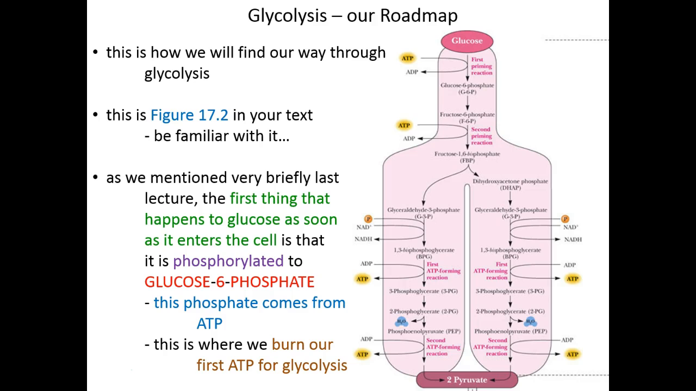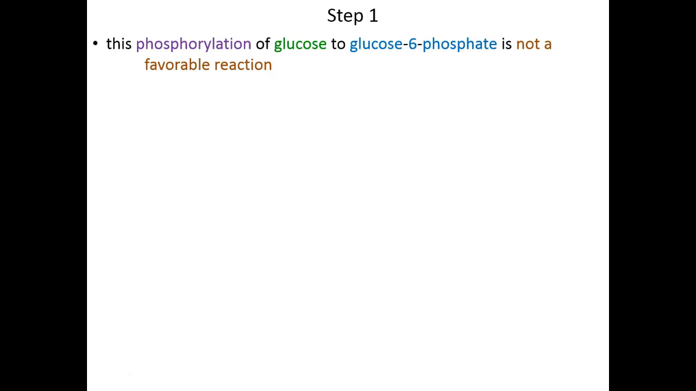I just want to come back to here to make sure that we overlap our concepts. This is our roadmap, and we already said that our first step is going to be to phosphorylate glucose into glucose 6-phosphate, and there we burn an ATP. So let's talk about that a little bit more in depth. And we will take each of the steps of glycolysis one at a time in this way, talking about each in detail so it makes sense.